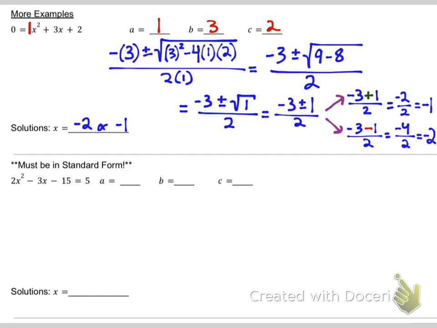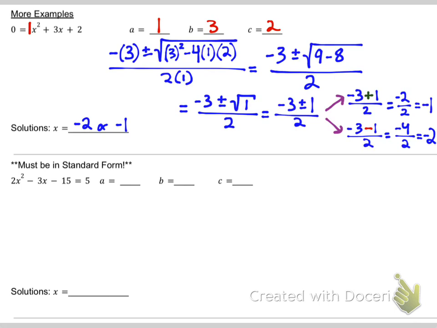It's the factoring example. So I just wanted to do this to show you, yes, if you can solve it using factoring, you can also solve it, as long as it's in standard form, by using the quadratic formula. In fact, all of these, as long as you put them into standard form, can be solved using the quadratic formula.